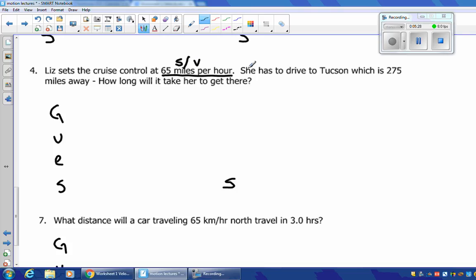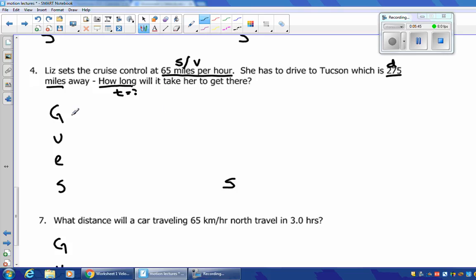She has to drive to Tucson, which is 275 miles away. Miles is a unit of distance, so put a D over that. How long? Long is an amount of time, right? How long will it take her to get there? So we don't know the time, right? So let's list our givens.